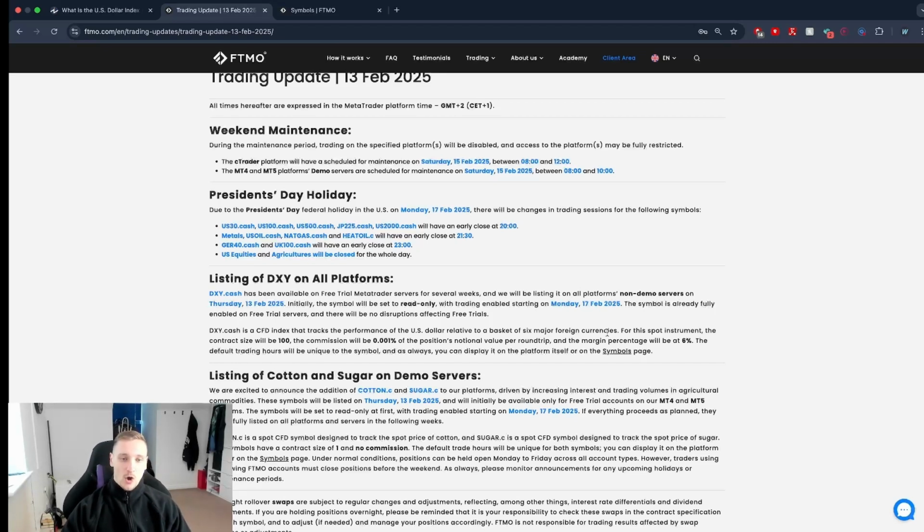I wanted to know exactly how to utilize DXY in case I wanted to use it for my trading. But you can see here that it's spoken that this is what it is. Contract size will be 100, and I'll show you what I mean by that in a minute. Commission is pretty small, and the margin is 6%.